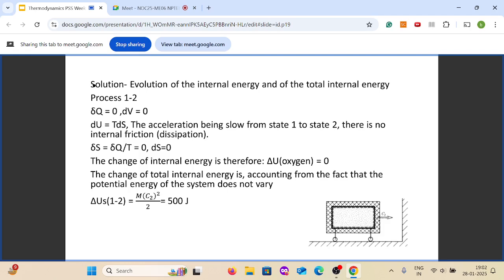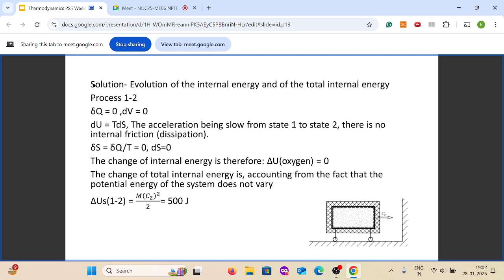The acceleration being slow from state 1 to state 2, there will be no internal friction. So basically there is no entropy generated. The molecules are staying, and because of the acceleration you are not feeling any jerk, so friction is not felt. So your ds is 0. In the first case, there is no change in internal energy of the oxygen, so the oxygen will be at the same temperature.